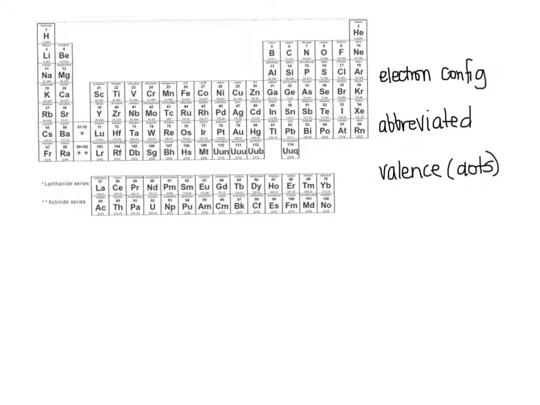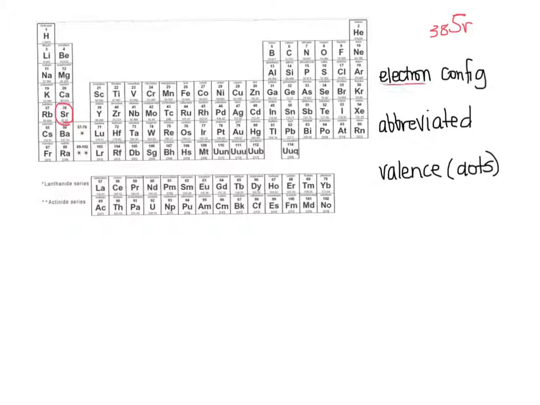Okay, so before we move on, just a quick reminder of the different things that you can be asked to do with an element on the test. So let's say that we were going to do strontium, Sr. So this is number 38. So for strontium, you could be asked to write the electron configuration.